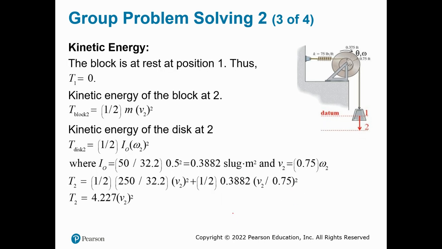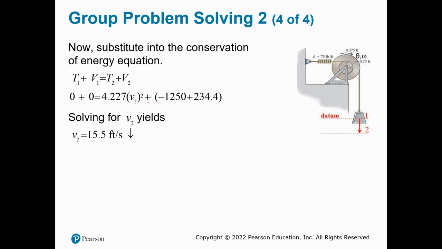Initially the system is at rest, so kinetic energy is 0, and then at location 2 we have 1/2 m v squared and 1/2 I omega squared. We have the translational kinetic energy of the block and the rotational kinetic energy of the disk. After calculating the value of I, we put all of our energies together, relating the linear velocity and the angular velocity. We put our equation together, total initial energy equals total final energy, and calculate the velocity v at location 2.